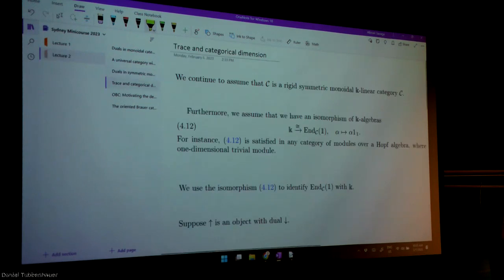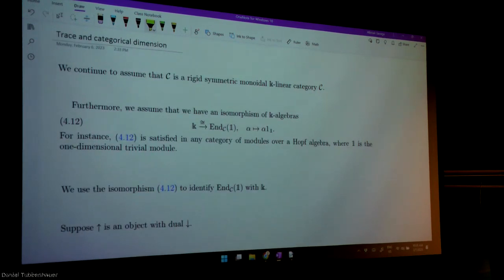Okay. So let's talk about one other thing we can do once we have all this extra structure of a rigid symmetric monoidal category. So again, our C will be a rigid symmetric monoidal k-linear category. And maybe again, I should also say strict.